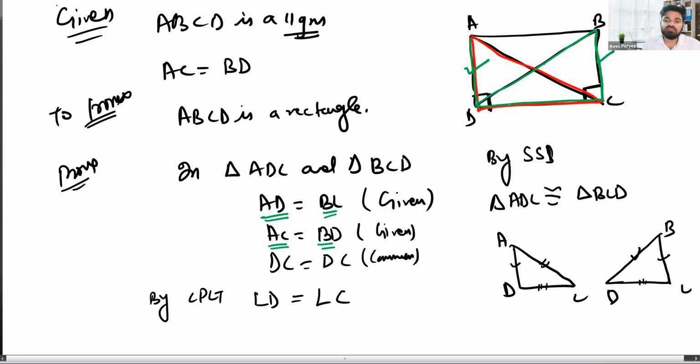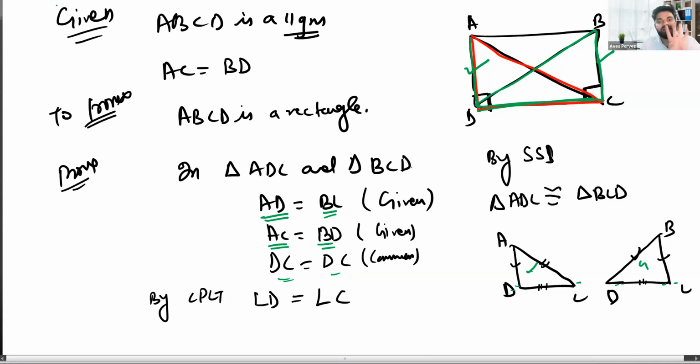You can take that this green line is overlapping the red one, meaning DC is common in both. I'm just making them separate here. The red one is this one and the green one is this one. So DC is equal to DC, common. This side is common in both, this one as well as this one.